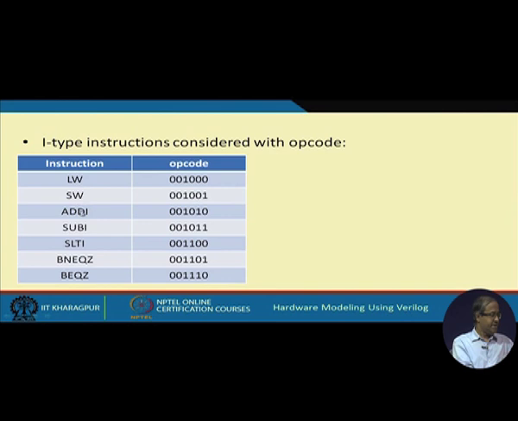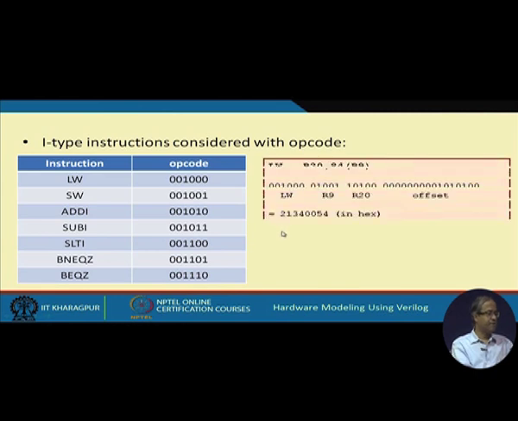Now, the instructions that fall under this I type category are these: load word, store word, they also belong to this category, add immediate, subtract immediate, set less than immediate, branch not equal to 0 and branch equal to 0, and these are the opcodes that are chosen by us, 6 bits.